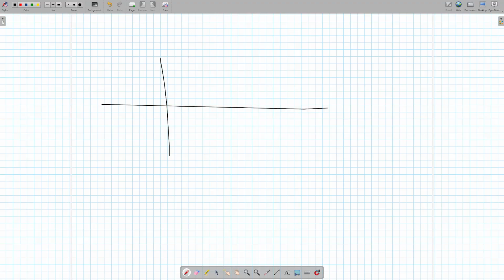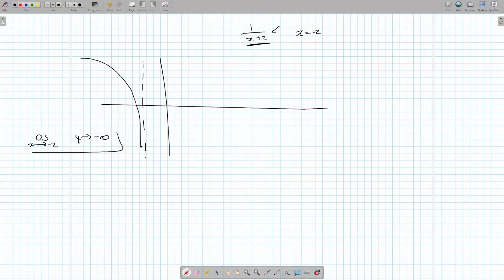The easiest examples are the ones for asymptotes. Let's say I have 1 over x plus 2. The asymptote for this, you guys know there will be a vertical asymptote at x is equal to negative 2. So over here, the graph will look like this. As x approaches negative 2, look at how much the y approaches. Y approaches negative infinity. So we can write this as what we call a limit.